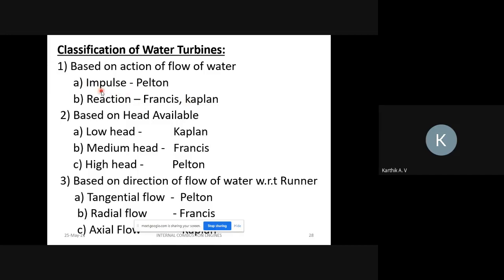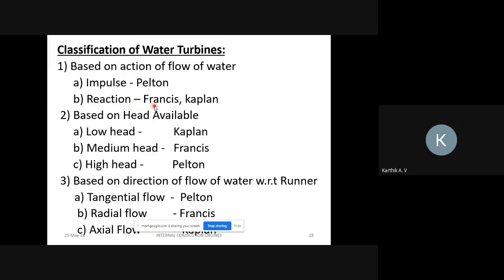Impulse is nothing but direct, impulsive force acting on the blade. So water is directly hitting the blade, and that is called an impulse turbine. An example of an impulse turbine is the Pelton wheel. Next one is the reaction turbine. Reaction turbine is nothing but reactive forces acting on the blade, so it is called a reaction turbine.